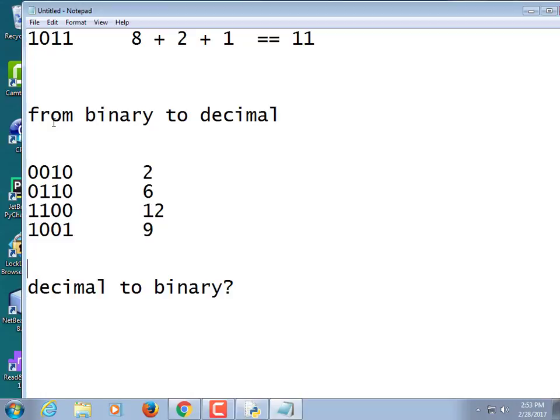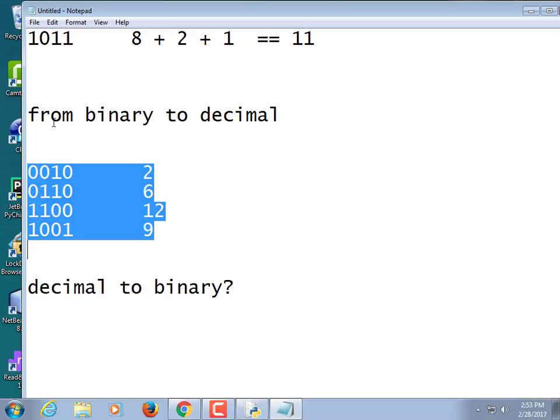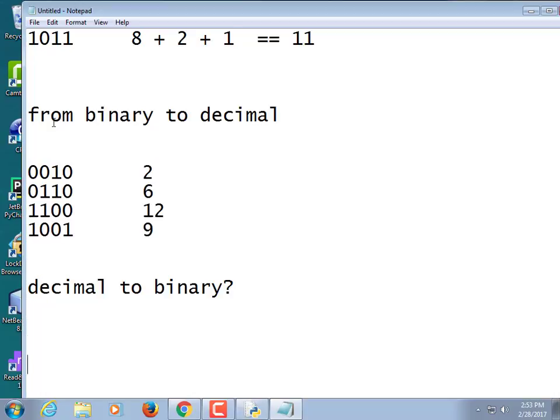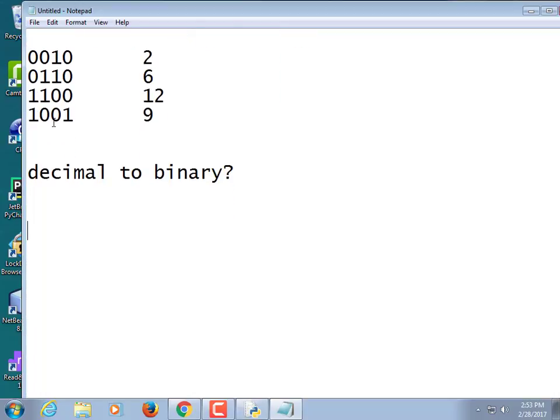But to me, this is more important. This concept is way important. Okay, then we have the idea of hexadecimal.